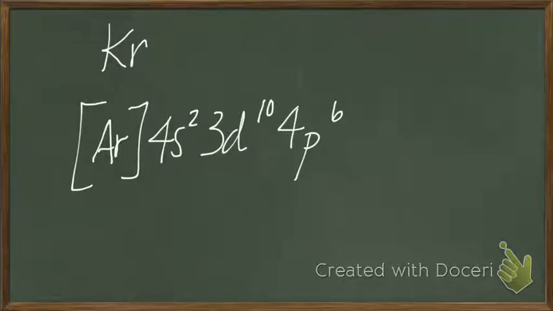Now I need to show you some exceptions to the electron configuration rule, because very few things are 100%, right? There's always an exception to the rule, right? It's the same in chemistry, right? Here we go. Here are your exceptions.